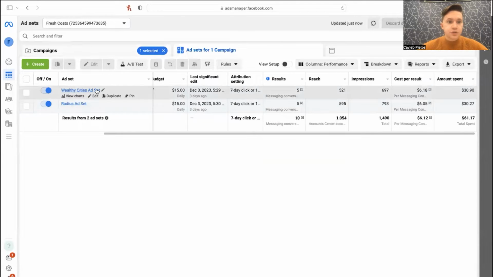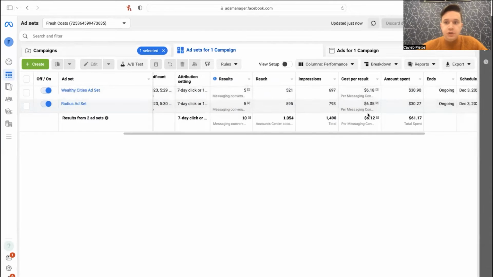We wanted to target specifically wealthy cities in their area to see if we can, obviously wealthy cities, people have more money to be able to afford the job. So hopefully they're better customers. You can see that there really isn't too much of a difference here from a cost per acquisition standpoint, but it's still a little too early to make any decisions there.